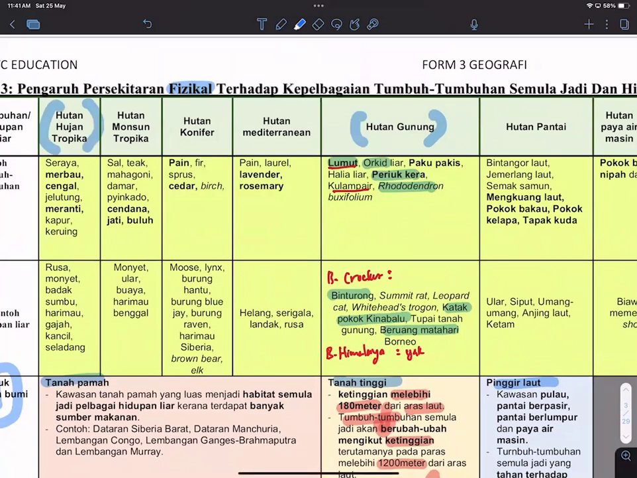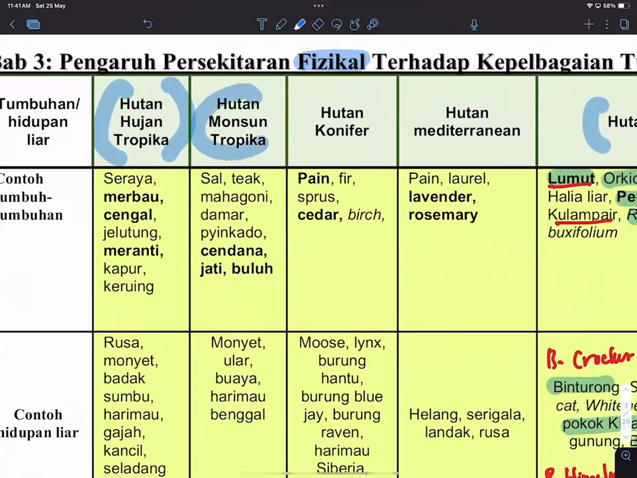So hutan hujan tropika and hutan monsoon tropika, these two, we always have to memorize CJM, right? The C for hutan hujan tropika is Chengal, but the C for hutan monsoon tropika is Cendana. The J, Jelutong for hutan hujan tropika. The J, Jati for hutan monsoon tropika. The M is Meranti. The M is Mahogany for the CJM.